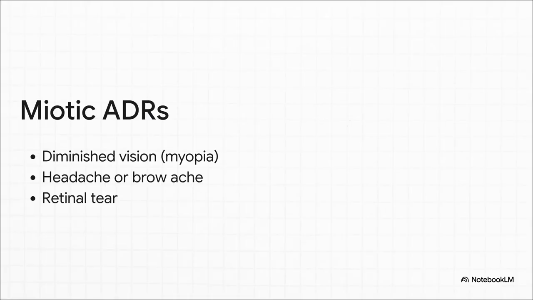But as you can probably guess, that violent mechanical pulling comes with some severe risk warnings. Because the ciliary muscle controls the lens, contracting it artificially induces myopia, or severe nearsightedness, so the patient's distance vision will blur. That constant, intense muscle spasm also causes a deep, throbbing headache or brow ache. And most dangerously, because the anatomy of the eye is all so intimately interconnected, this forceful pulling on the intraocular structures carries a legitimate risk of causing retinal tears or even detachment.